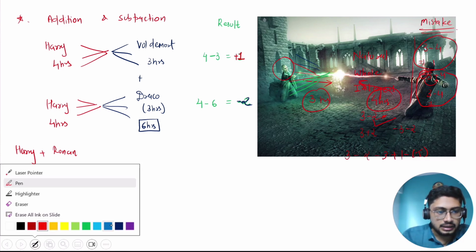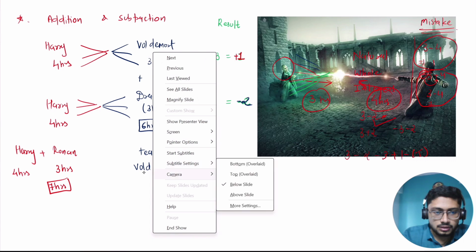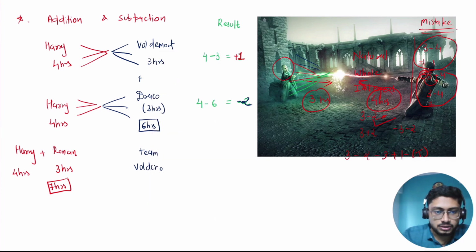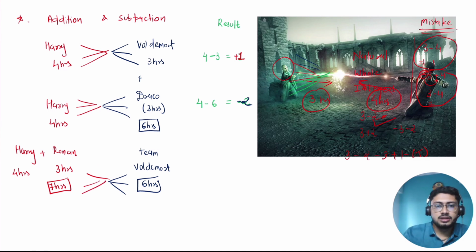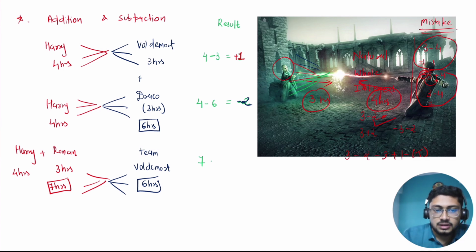On the other side we are having that team Voldemort with 6 hours, again hand to hand combat, and who is going to win now? You know who is going to win. Obviously team Harry Potter is going to win. But what is your resulting answer? 7 positive, 6 negative, and your answer is what? 1.